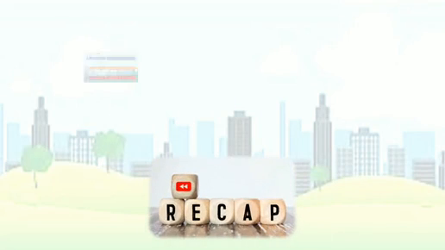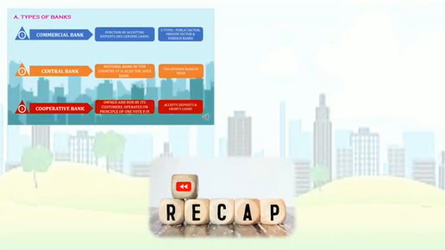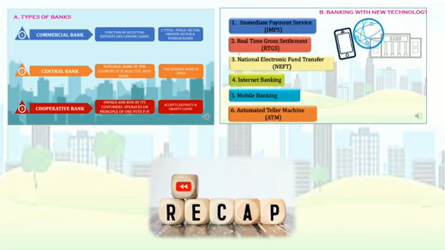Let's take a quick recap. In this video, we have learned about the types of banks, mainly the commercial bank, central bank, and the cooperative bank. We also learned the functions of the RBI, and later we've learned about banking with new technology.